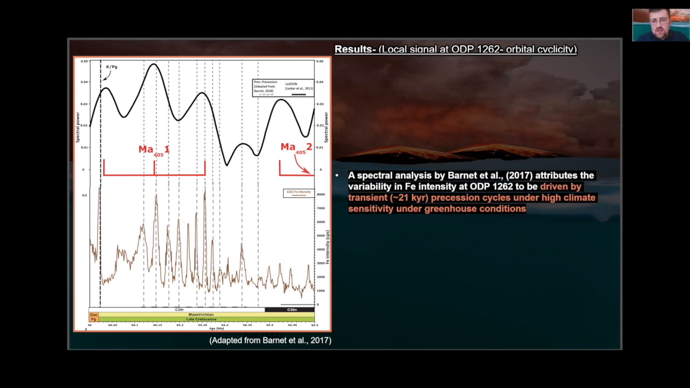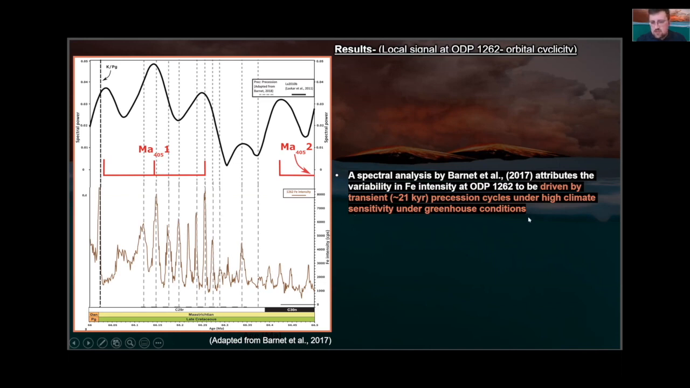Well, authors have been using spectral analysis to try to tie these iron maxima excursions that we see here to some sort of orbital signal. In fact, authors believe that these iron maxima, these spikes in the iron record, are driven by transient precession cycles every 21,000 years, which we can see here. Every time we have a precession cycle coming in, we're seeing a peak in the iron intensity.